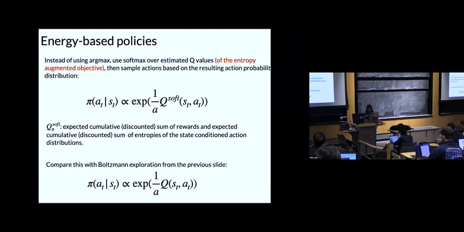Compare this with the Boltzmann, which is essentially an exponentiation of the Q as opposed to the Q soft. Does this make sense? All right, now you may say, okay, we need to compute the Q soft. Yes, I understand that. So that's exactly what we're going to do.